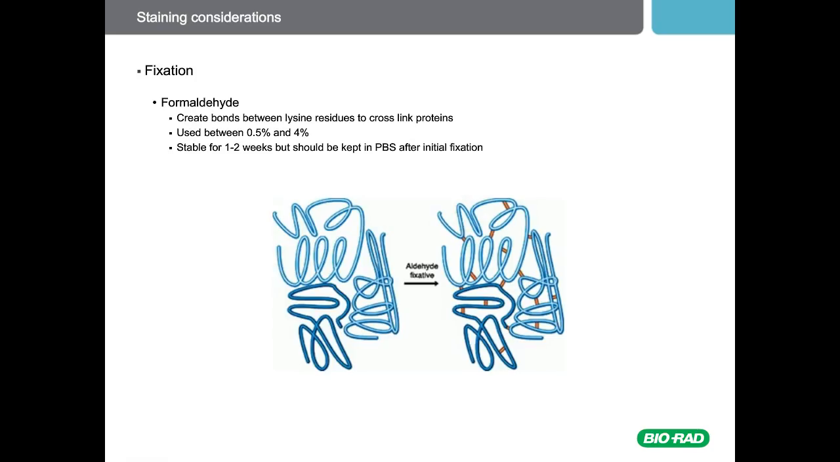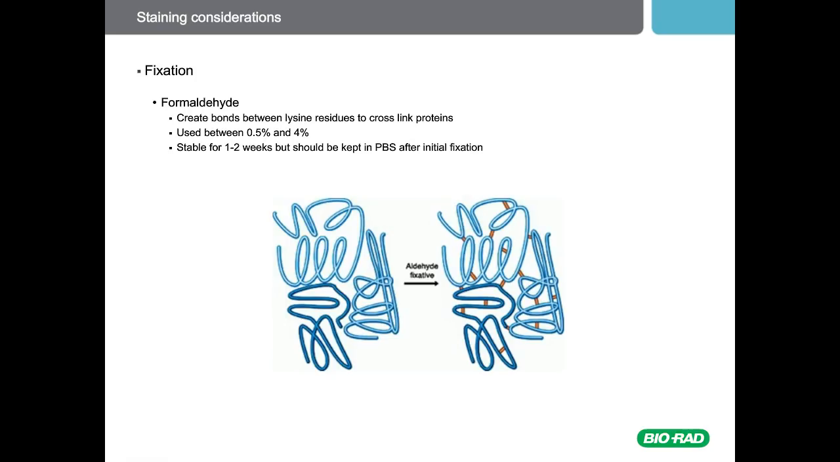When samples are fixed, they should be stable for 1 to 2 weeks if kept at 4 degrees. However, if they're kept for a long period of time at 4 degrees, you should remove them from the fixative after the initial fixation period and not left for more than 2 to 3 hours before being stored in PBS.